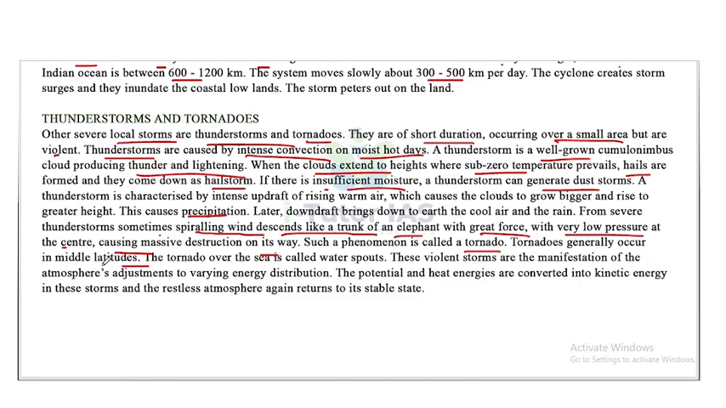Tornadoes generally occur in the middle latitudes. The tornadoes over the sea are called water spouts. These violent storms are the manifestation of the atmosphere's adjustment to varying energy distribution. The potential and the heat energy are converted into kinetic energy in these storms, and the restless atmosphere again returns to its stable state. So that's about the chapter.